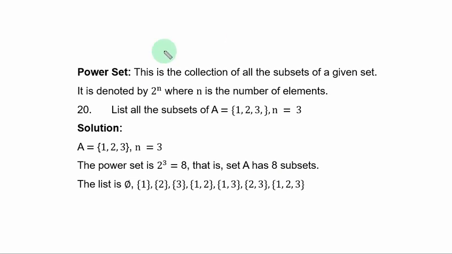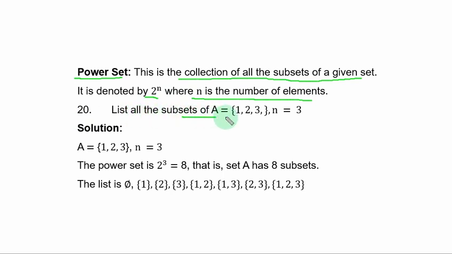We also have the power set. This is the collection of all the subsets of a given set. It is denoted by 2 to the power of n, where n is the number of elements. Example 20. List all the subsets of set A.